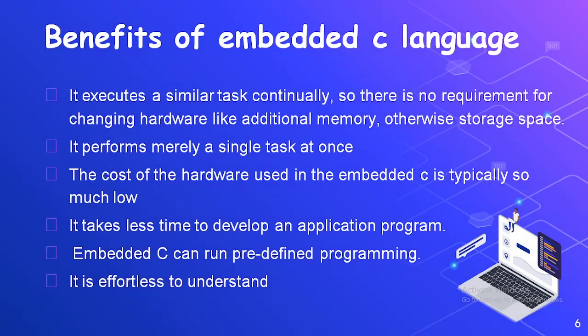And benefits of embedded C language over other languages. It executes a similar task continually, so there is no requirement for changing hardware like additional memory or storage space. It performs nearly a single task at once. The cost of the hardware used in embedded C is typically very low. It takes less time to develop an application program. Embedded C can run predefined programming. It is effortless to understand.